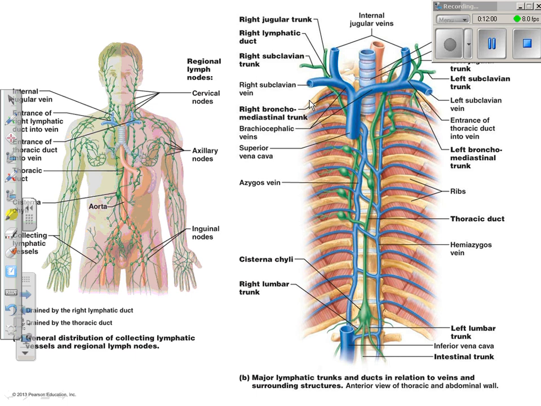Then you can see, here's the left lumbar trunk. We pointed that out. Looking at the diagram on the left, you can see those concentrated regions of lymph nodes. So again, cervical region, axillary region, groin region, you can see there's lots of those. Here's the thoracic duct here. You can see where it dumps in. So those are some of those that we talked about in the last slide.